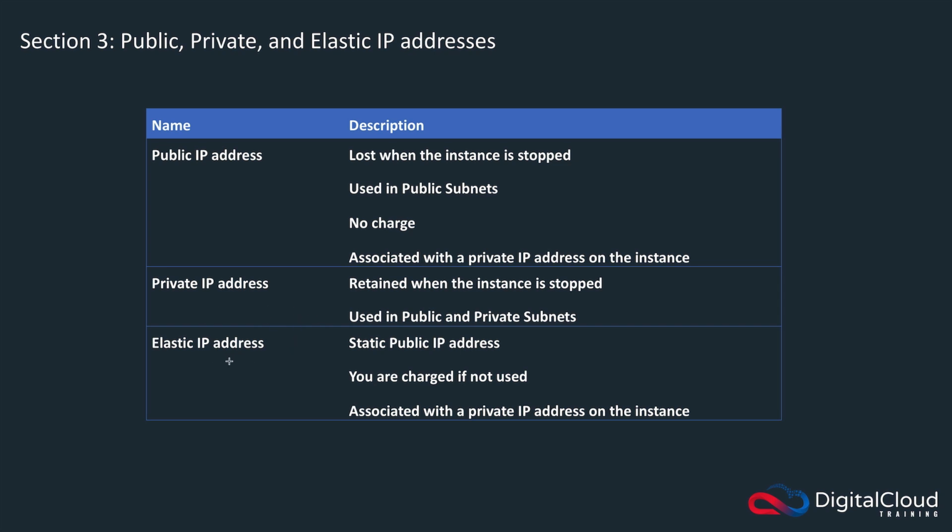We then have the elastic IP addresses. So this is a static public IP address. Now what you have to do is request the address, and then you can associate it with an instance. If it's not used, so it's disassociated or the instance is stopped, you do get a charge for it. So you're not actually charged if you're using it, but you're incentivized to actually make sure you're using it, and you're charged if you don't.